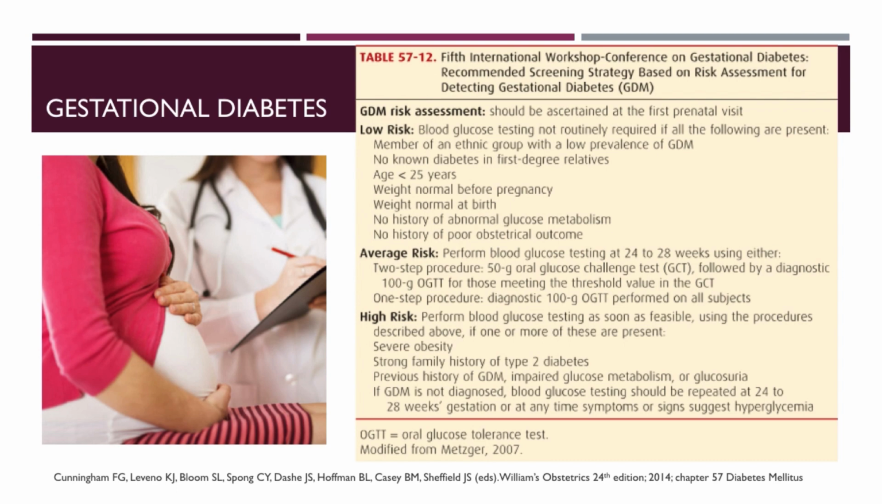For the average risk, we perform the blood glucose testing at 24 to 28 weeks using either the one-step procedure or the two-step procedure. And for the high risk, we perform blood glucose testing as soon as feasible, usually during the first prenatal checkup, using the procedures described above, if one or more of these are present: severe obesity, strong family history of type 2 diabetes, previous history of GDM, impaired glucose metabolism or glucosuria. If GDM is not diagnosed, blood glucose testing should be repeated at 24 to 28 weeks gestation or at any time symptoms or signs suggest hyperglycemia.